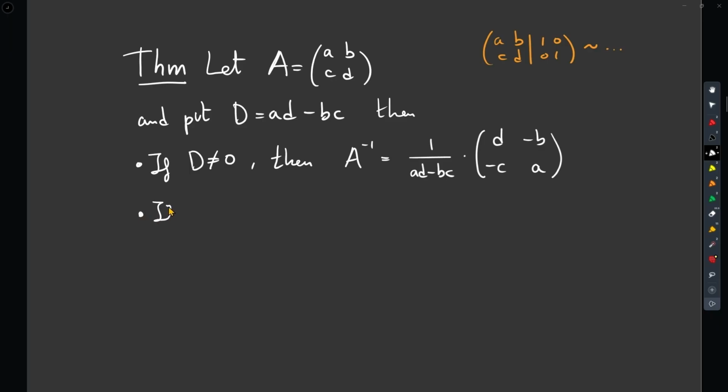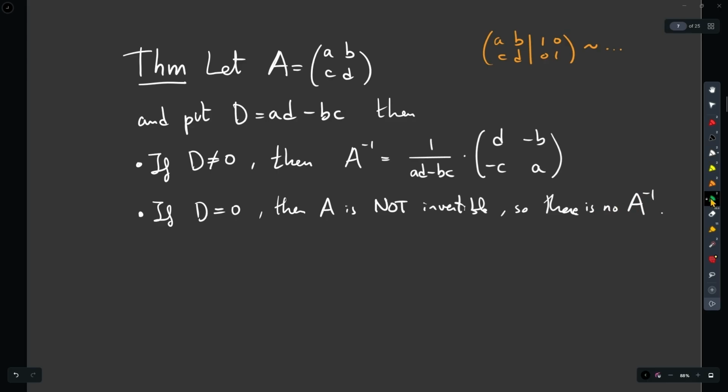While if D is 0, then A is not invertible. So there is no inverse. There is no inverse matrix A.